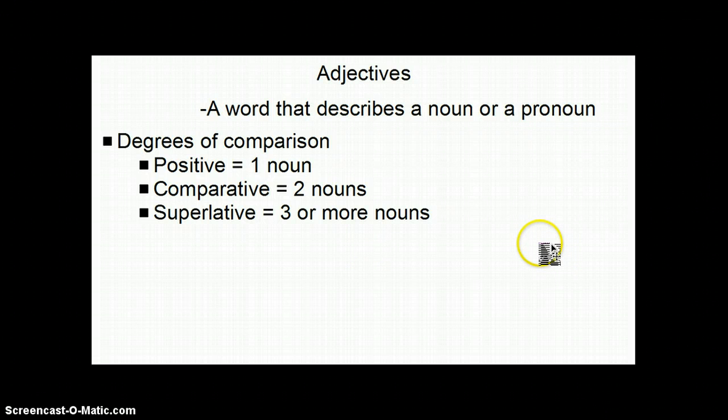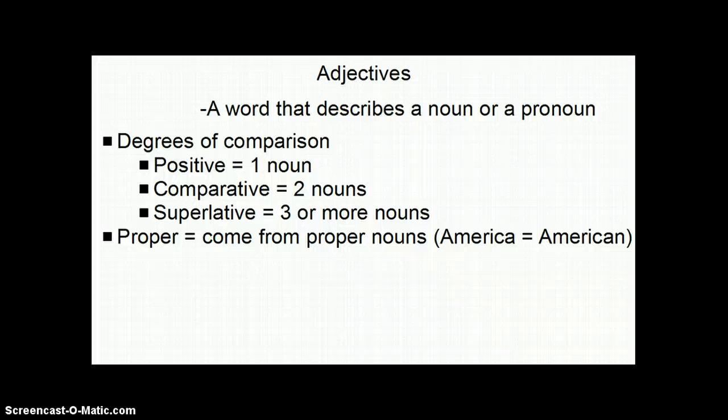Now, depending on how long the adjective is, you add more, most, less, least, ER, EST. If you're not sure of those rules, go back and watch the adjectives video. Proper adjectives come from proper nouns. America is a proper noun. American is a proper adjective.